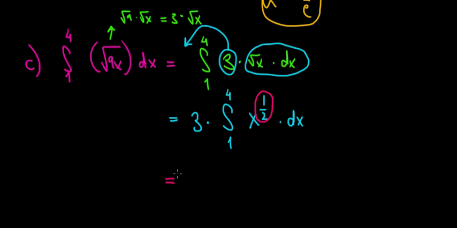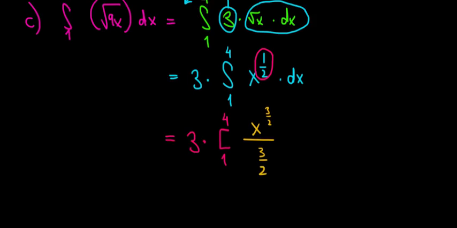What's that going to be? Let's see. We will have 3 times the boundaries between 1 and 4, because now we're solving the integral already, so we're going to have to substitute the boundaries into the result. What is the integral of x to the power 1 over 2 dx? Well, that's x to the power of 1 over 2 plus 1, that's just 3 over 2, divided by 1 over 2 plus 1, which is again 3 over 2.